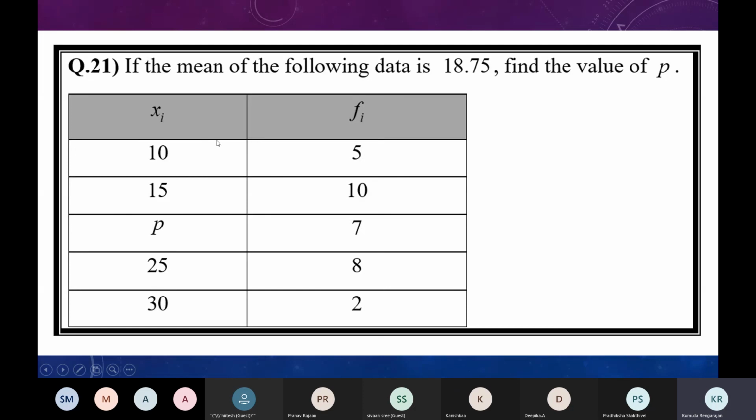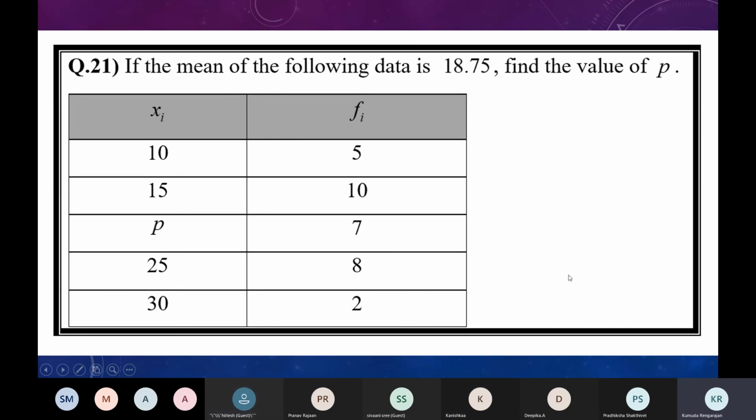So what will you get, children? 10 into 5? 50. 15 into 10? 150. P into 7? 7p. 7p or 7 plus p? 7 into p is 7p, not 7 plus p. Then 25 into 8? 200.